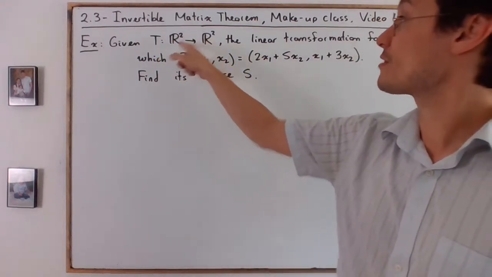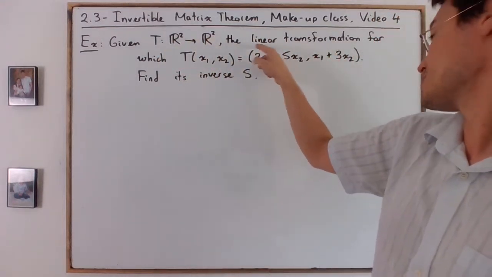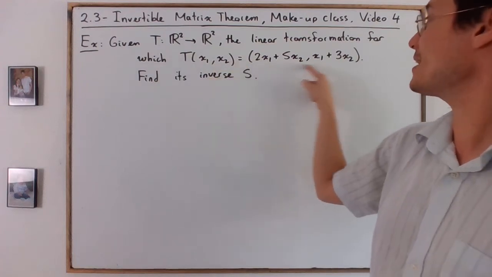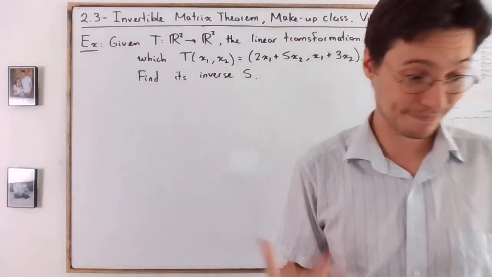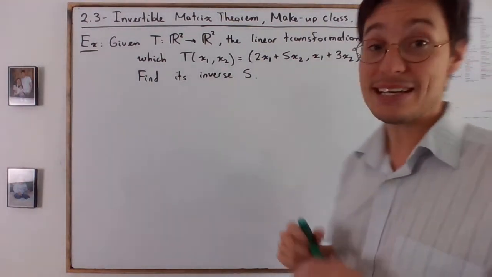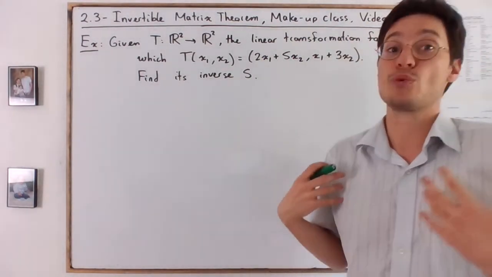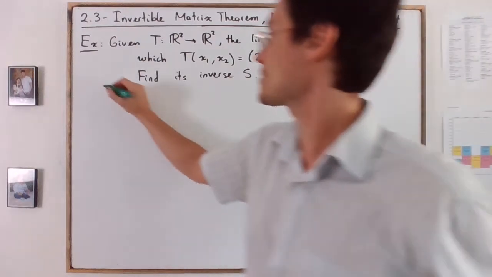Given a transformation from R2 to R2, okay, so we know it's linear and its formula is given with this. And what we want to do is to find the inverse S. The idea is super simple, and that's how you will answer these types of questions.